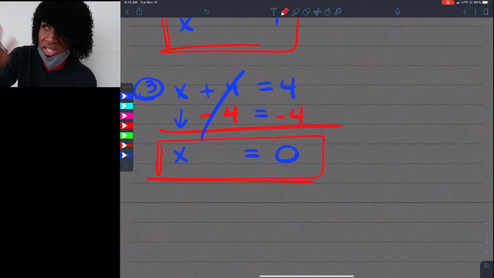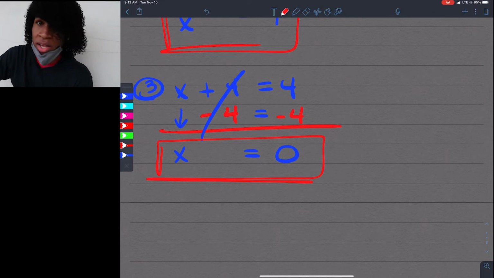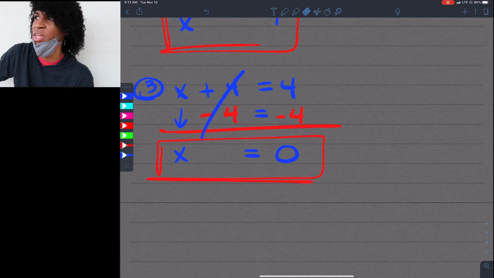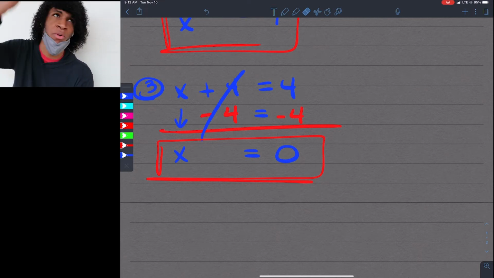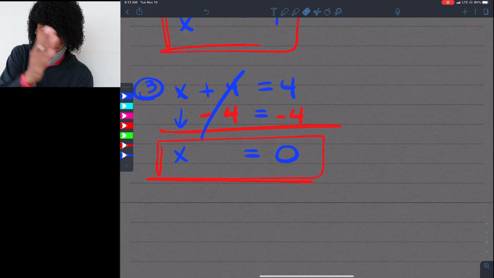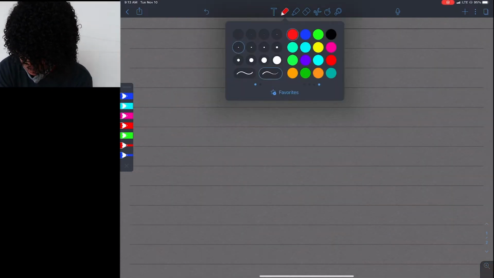When you have x equals something, it is a clean statement and it is done. Okay? If you have a nice letter equals blah, you've got a nice clean statement. What you don't want is x plus something equals, or x minus something equals, or x divided by something equals, or x times something equals. Those are not clean. You want a nice clean statement. X equals blah.